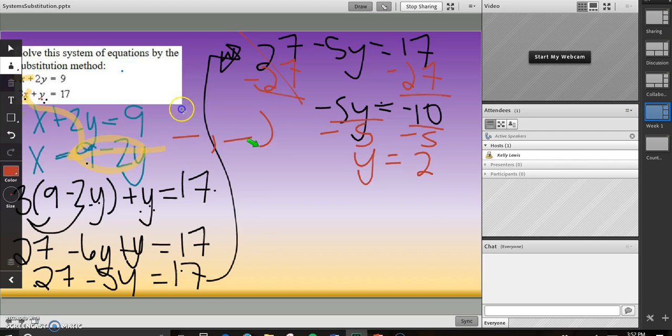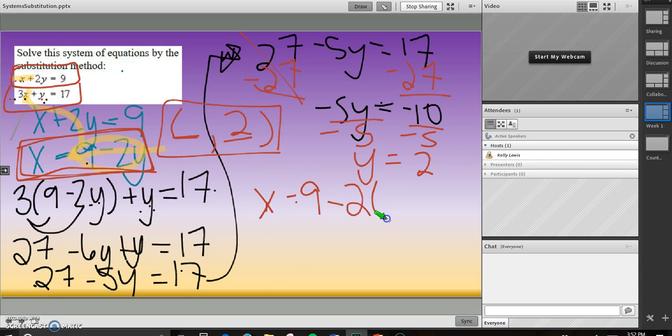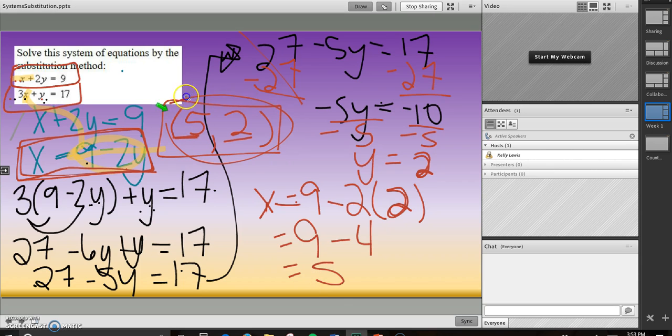So my y value is 2. Okay, then I can go back, and this 2 you can plug in right here, or right here, or right here. It doesn't matter. I'm just going to plug it in right here. So x equals 9 minus 2 times this 2, because that was the y value from here. So 9 minus 4, I get 5. So I get 5 comma 2 is my answer.